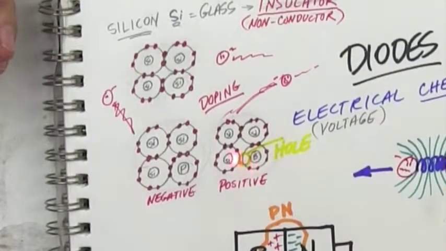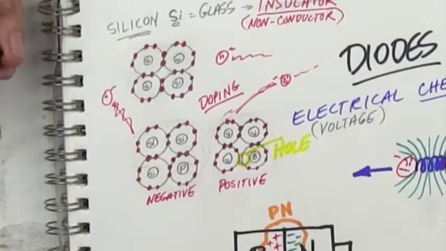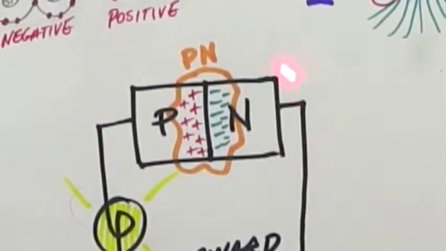Here, however, we have a little bit of a hole because we're slightly positive, and it's positive because there's not enough negative things. Here we're slightly negative because there's one too many negative things. So this is P silica and N silica, or positive or negative silica. We put two pieces together and we call it a diode. Okay?